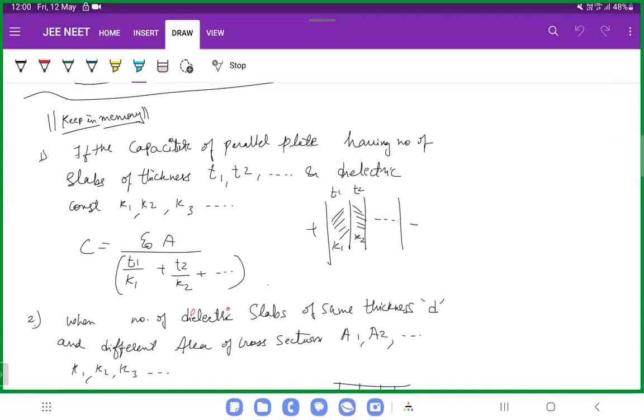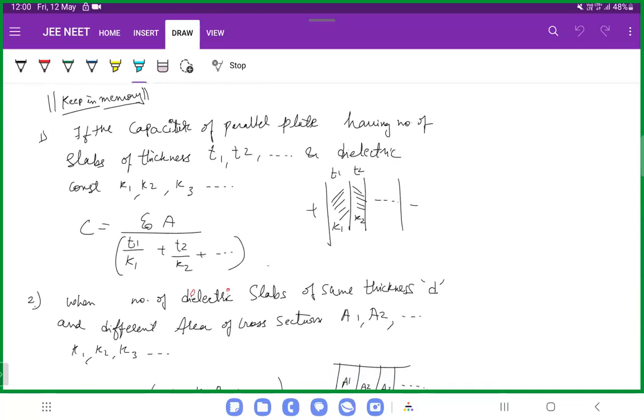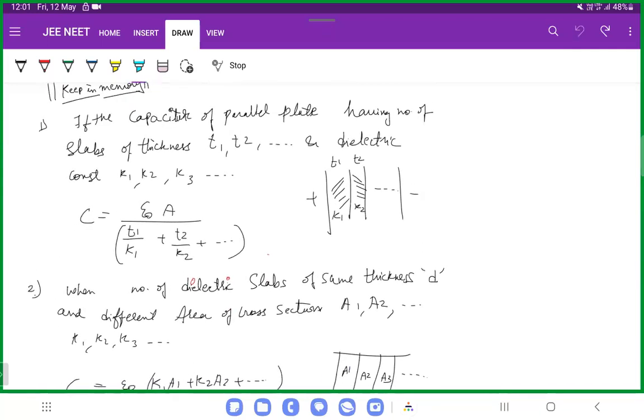Okay, some points to remember. Now, if the capacity of a parallel plate has a number of slabs like this, 1, 2, 3, 4, like this, infinite, what we'll do is just add those slabs. Same way, T1 by K1 plus T2 by K2, where T1 means thickness, and so on. This is specially for dielectric constants K1, K2, K3 having number of slabs of thickness T1, T2. So we'll do like this.